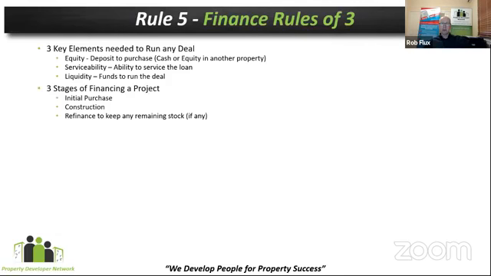There are going to be 3 stages that we need to solve those 3 problems. So we'll need to solve that for the initial purchase. We may need to then refinance into a construction stage. We may go from residential at stage 1 into commercial on stage 2. And then if we're going to keep any stock at the end, then we'll refinance any existing stock we're going to keep. So 3 elements for 3 stages. Okay, so rules of 3.